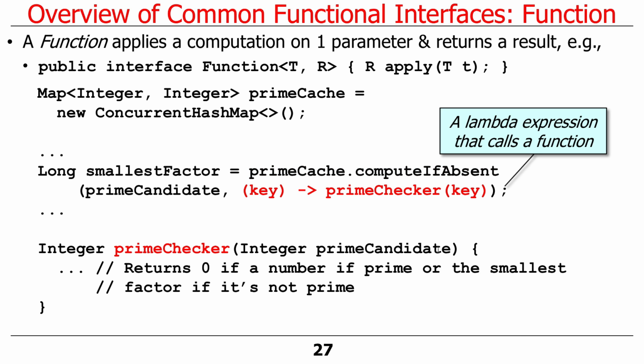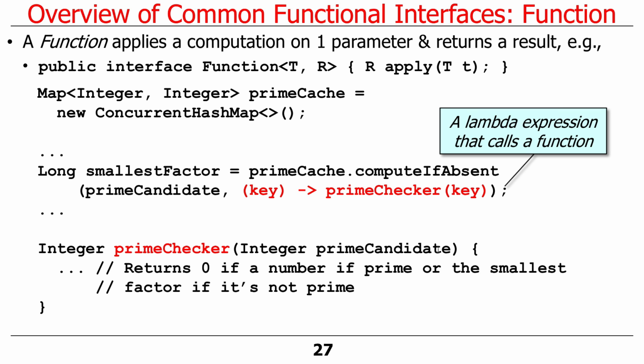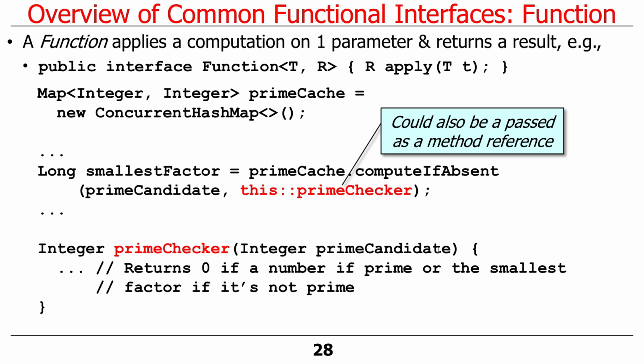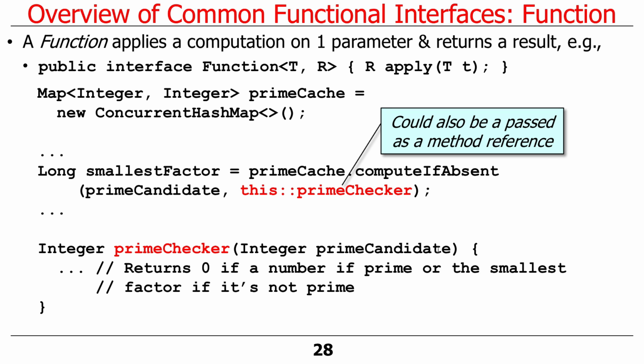And so this is a lambda expression that calls a function. That's the function. And we can also pass in a method reference if we want to. So this would be the way to write it as a lambda expression. Here's the same code written as a method reference. And as I mentioned before, your IDE will automatically let you go back and forth between those two representations.